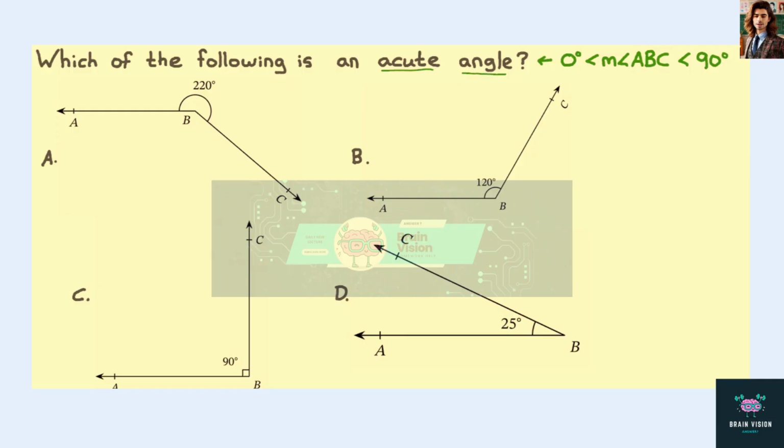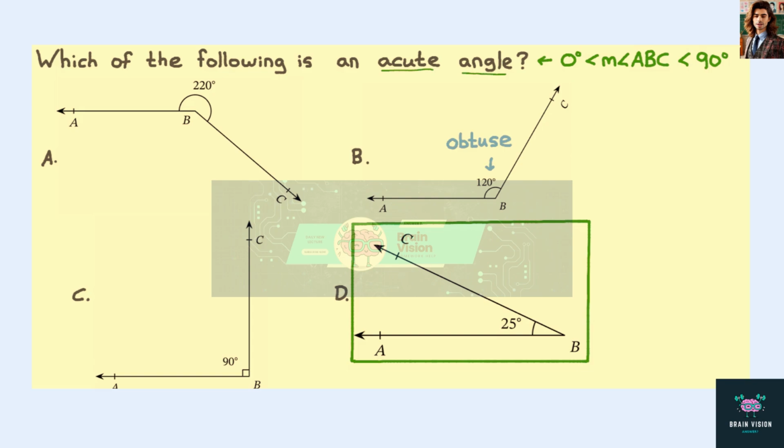We can do this by recalling that we say an angle A, B, C is acute if its measure is between 0 and 90 degrees. We can see that of the 5 given options, only option D has a measure between these values. Thus, it is the only acute angle.